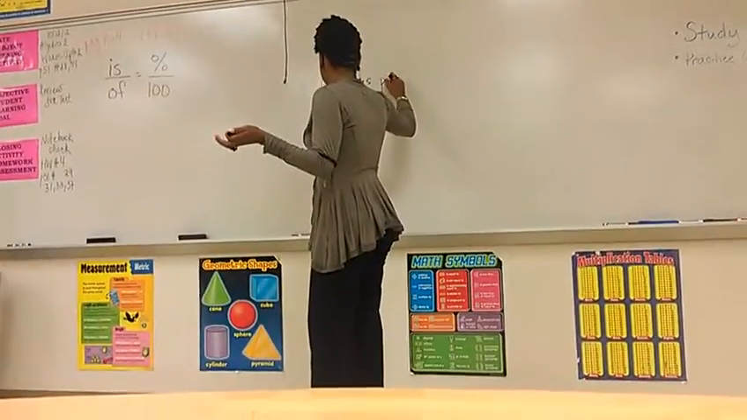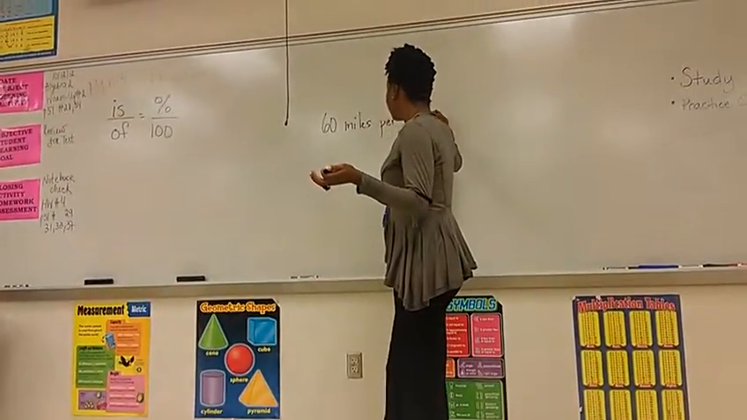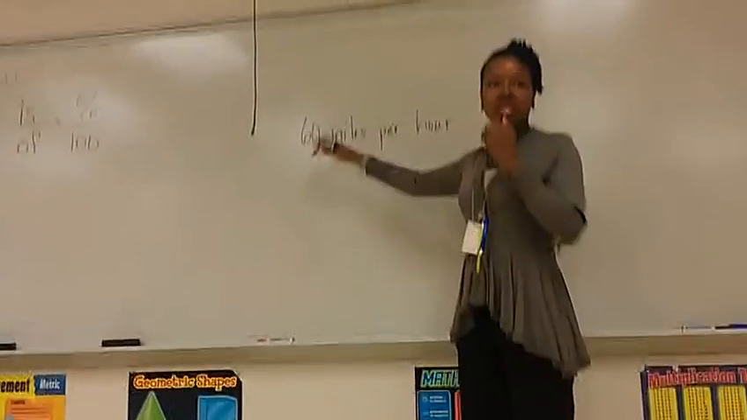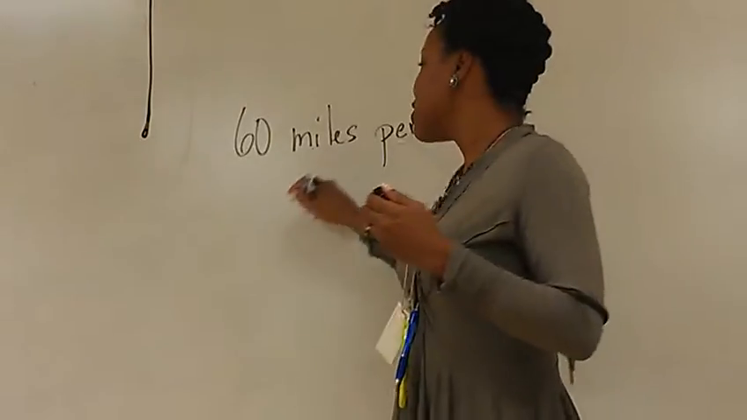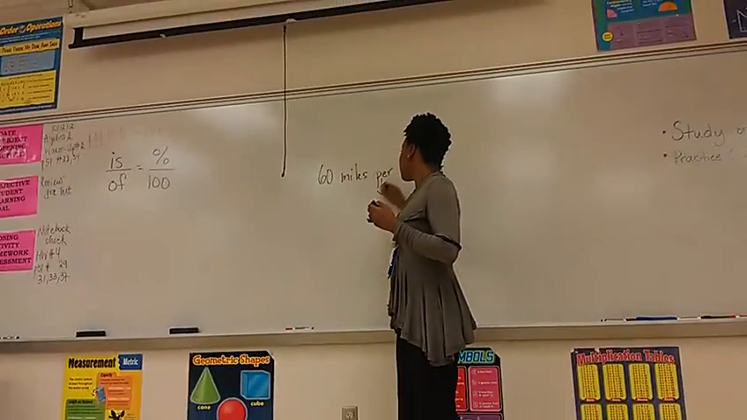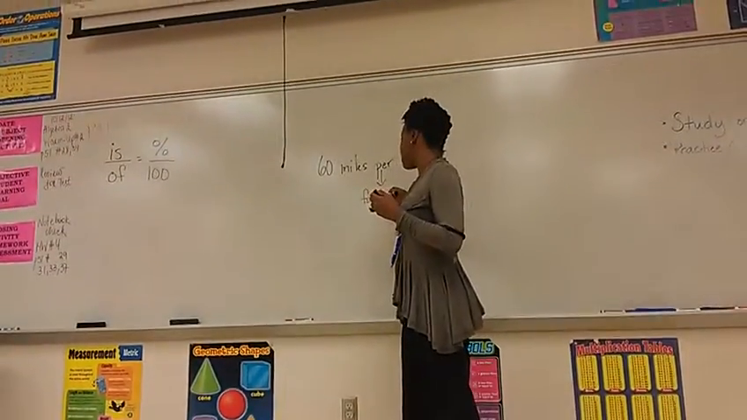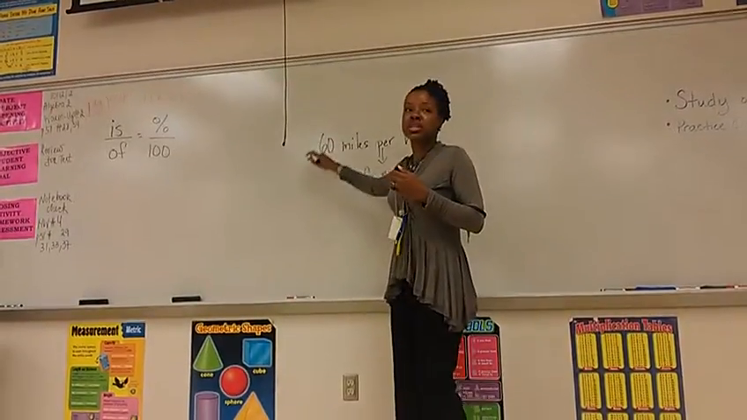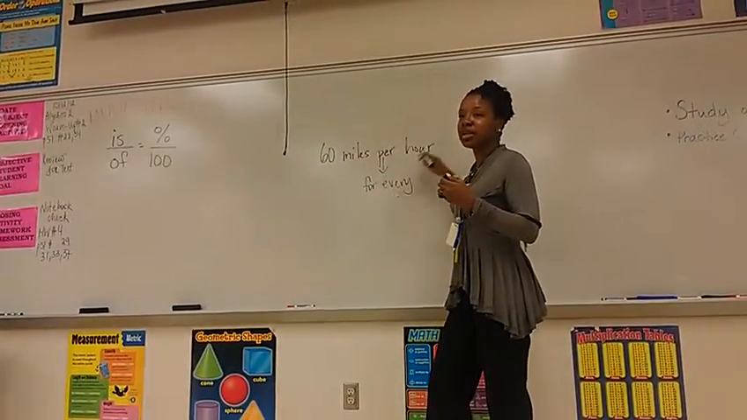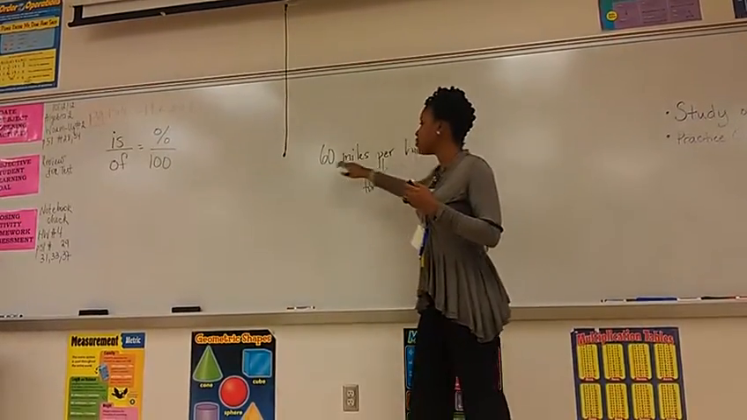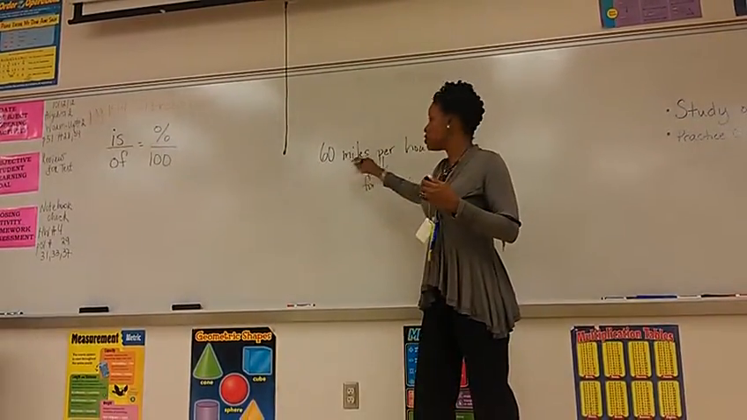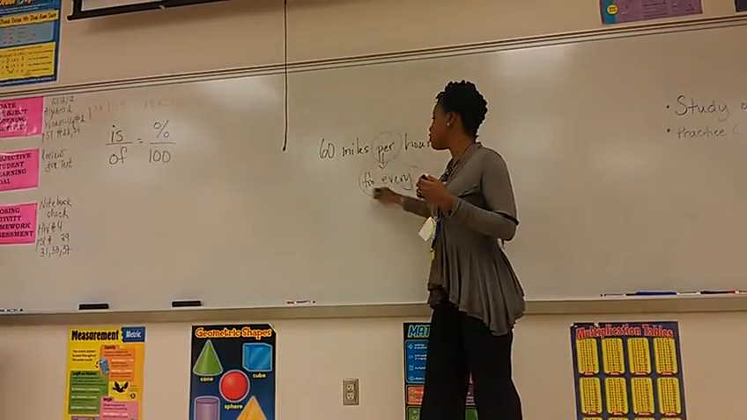You guys have heard this phrase before, per? When you're driving in the car, 60 miles per hour? Okay, most of you have. So it's really, per means for every. So that means you're traveling 60 miles for every hour. Every hour that you travel, you pass 60 miles. So per means for every.